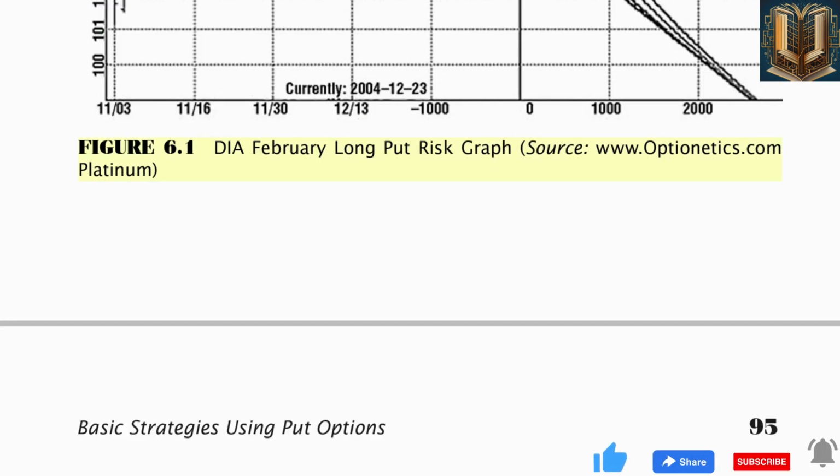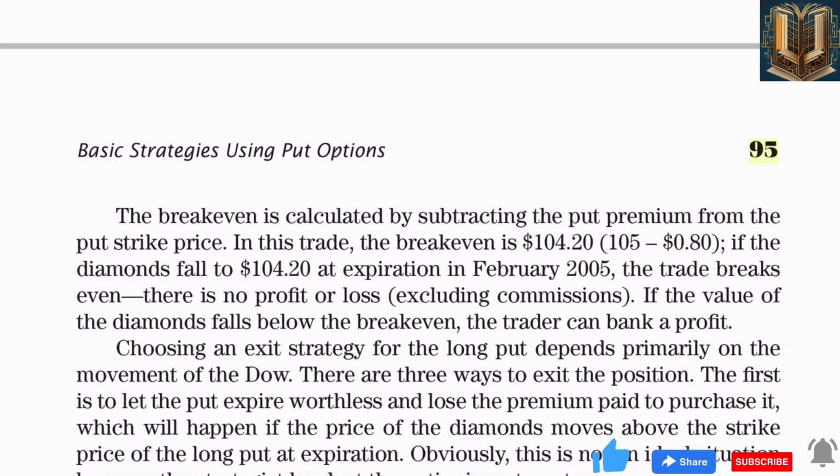Figure 6.1: DIA February long put risk graph. Source: www.optionetics.com. Platinum 95. Basic strategies using put options.